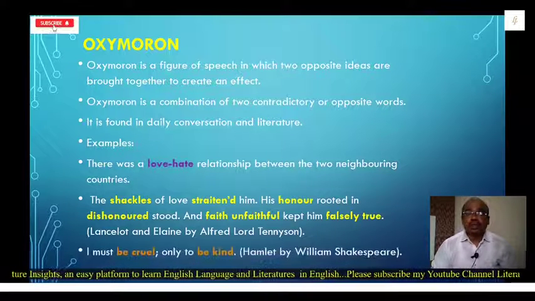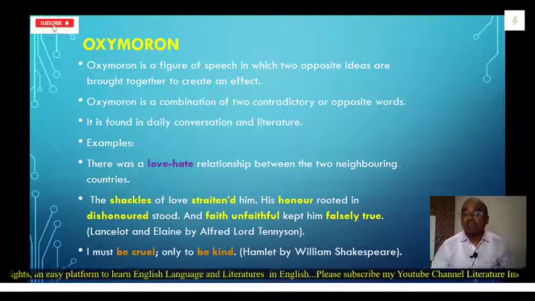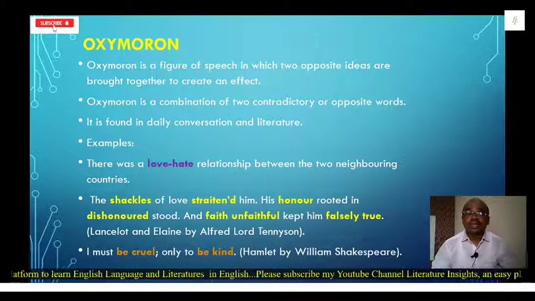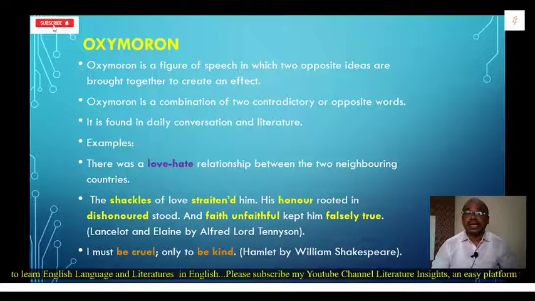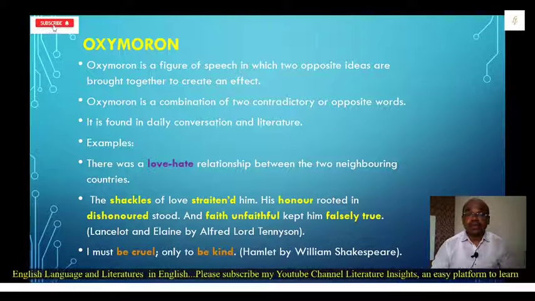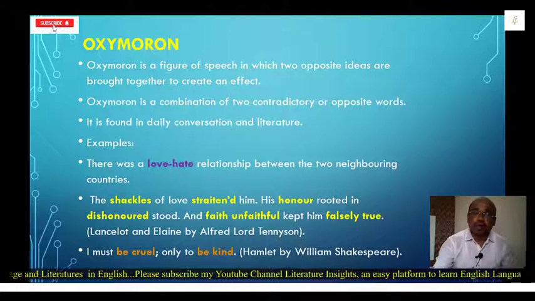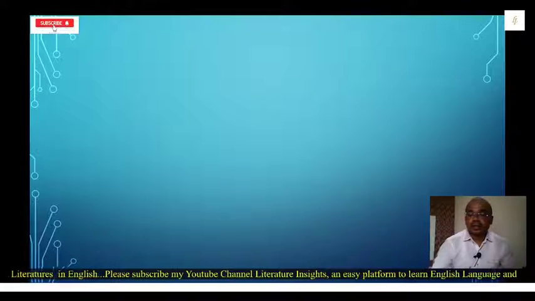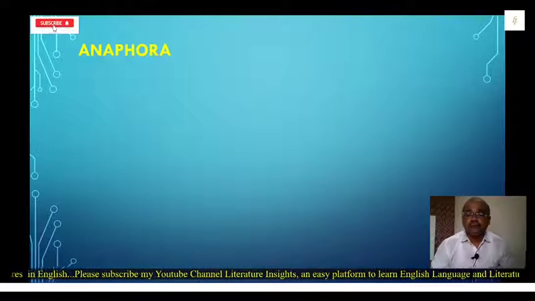Then, "I must be cruel only to be kind," is taken from Hamlet by William Shakespeare. In this sentence we can find two opposite ideas or words, be cruel, be kind, which is an example of oxymoron. Then another figure of speech, anaphora.